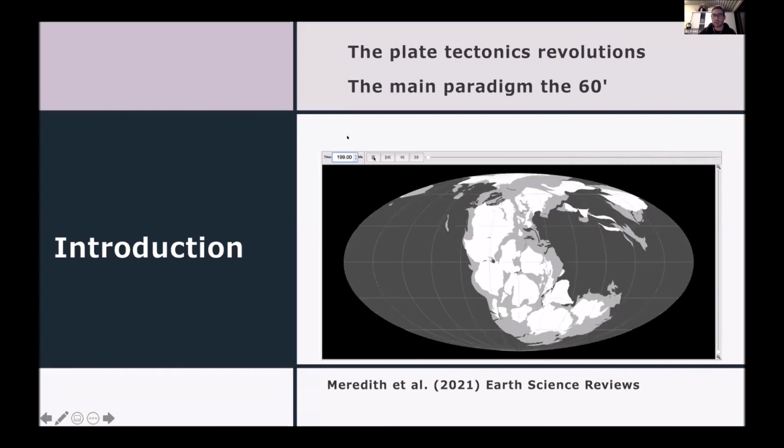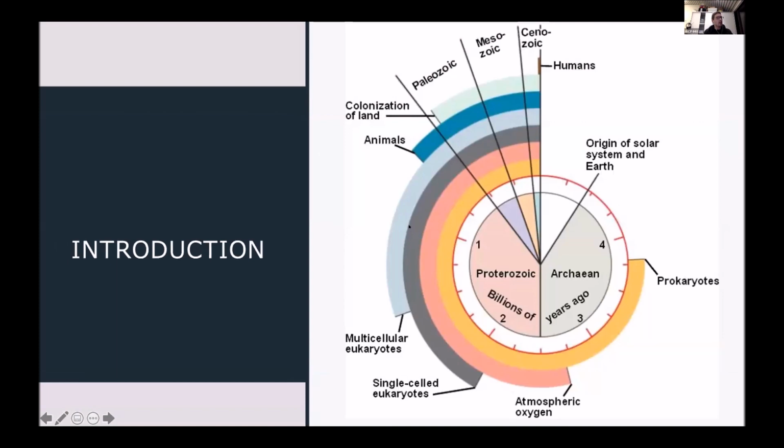Just to continue a bit with plate tectonics, this is the time scale for the Earth represented as a 24-hour clock. You can see we start here at 0, and we are moving in this direction on the clock, and you see the different periods of time. We have the Hadean, the Archean, the Proterozoic, and then the Phanerozoic, with different steps in the Earth's evolution: the appearance of the first single-cell eukaryotes, the multicellular eukaryotes, animals, colonization of the land, etc.